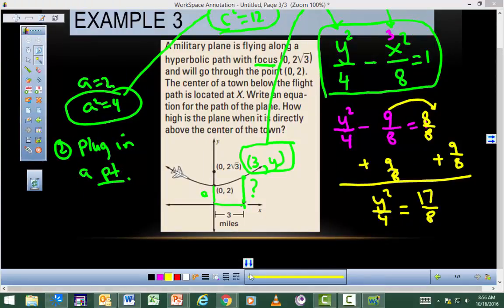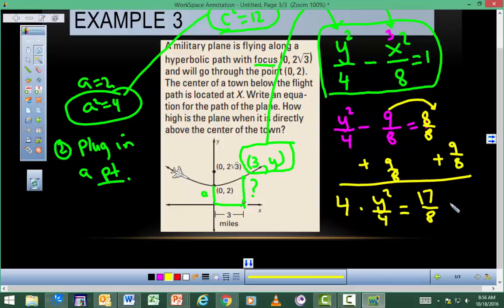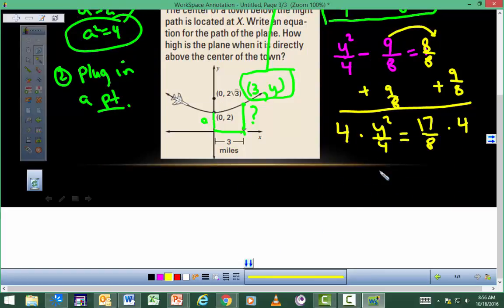But now to solve this equation, I want to multiply this side by 4. I want to multiply this side by 4. And so I'm just continuing down the line here. The 4's then cancel out here. I get y squared is equal to, by the way, the 4 here will cancel off with this 8, giving me a 2 down here. And so I have 17 halves.